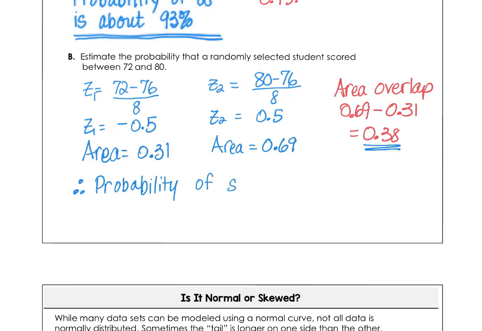So we could summarize this by saying that the probability of a score that's between 72 and 80 is about 38%. So we found where those two overlap.